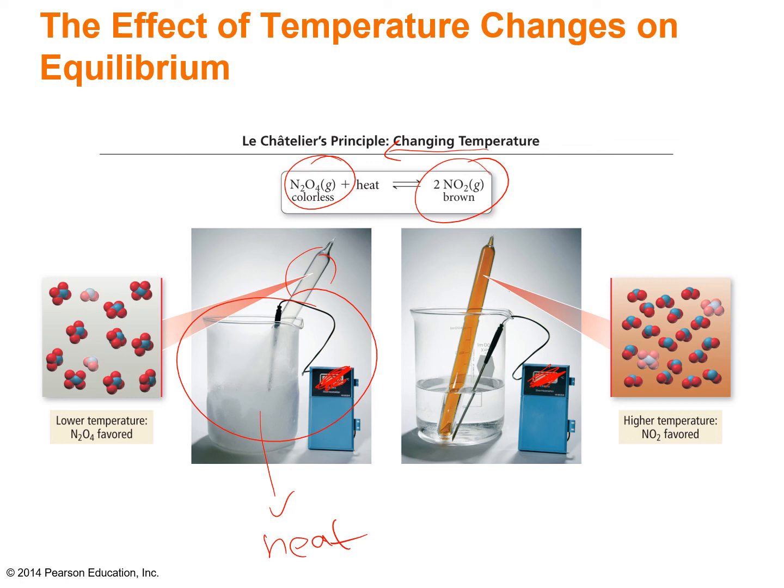What about here? Here we have a lot of brown stuff, right? We have a lot of NO2. What does that tell you? That tells you that heat is being used up to form more NO2, right? So chances are this system is hotter, right? The brown system is going to have more heat associated with it, whereas the colorless tube, the colorless system, is going to have less heat associated with it, more heat leaving the system.